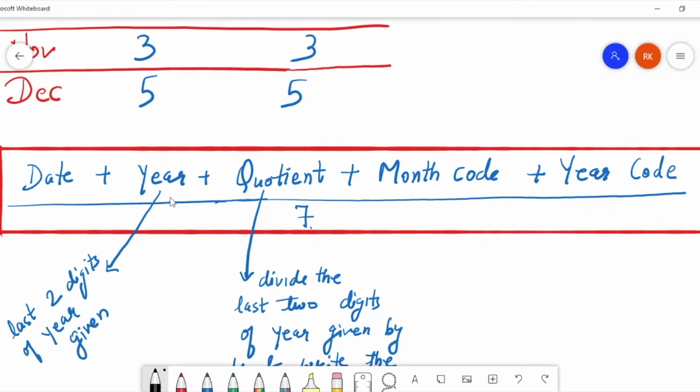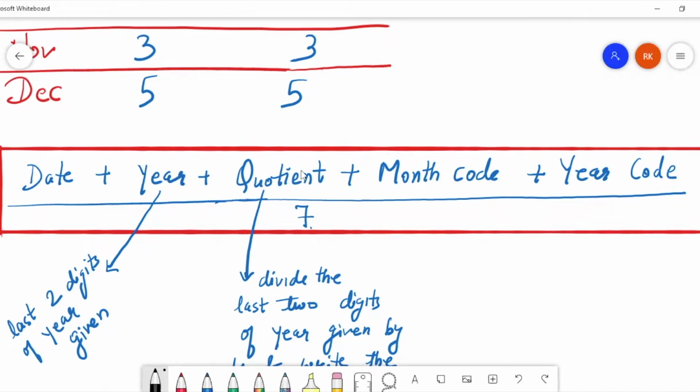Means if it is given 1995, then the year you will take as 95. The last 2 digits you have to take in the place of year. Quotient. What is this quotient?